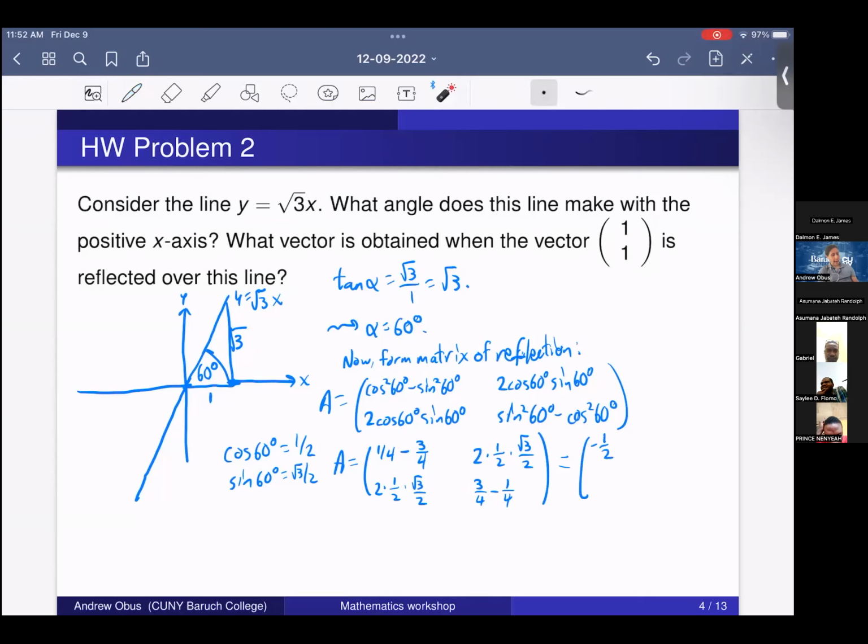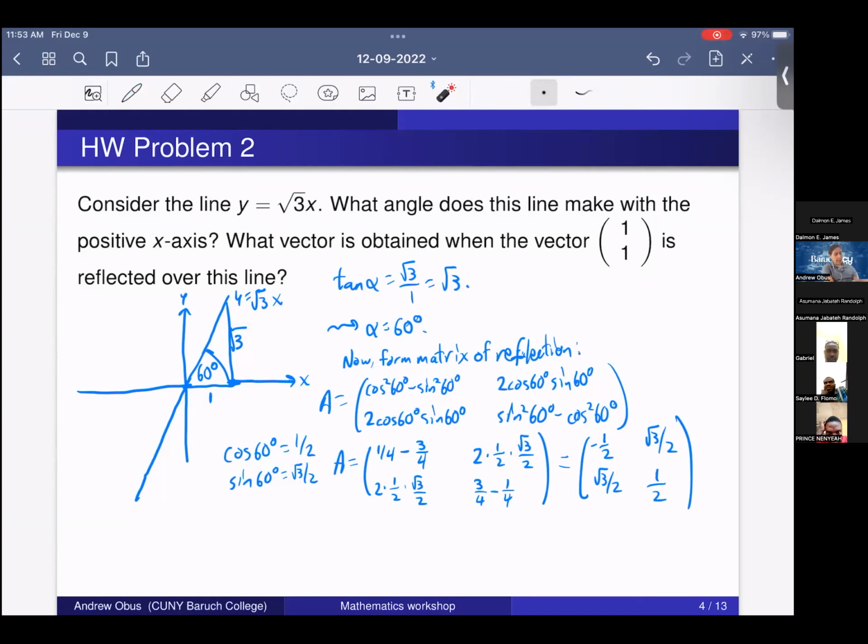Here, the 2 and the 1/2 cancel each other out, so I'm just left with square root of 3 over 2. So square root of 3 over 2, and here we have square root of 3 over 2, and here I have positive 1/2. Okay, so this is what we get for the matrix.